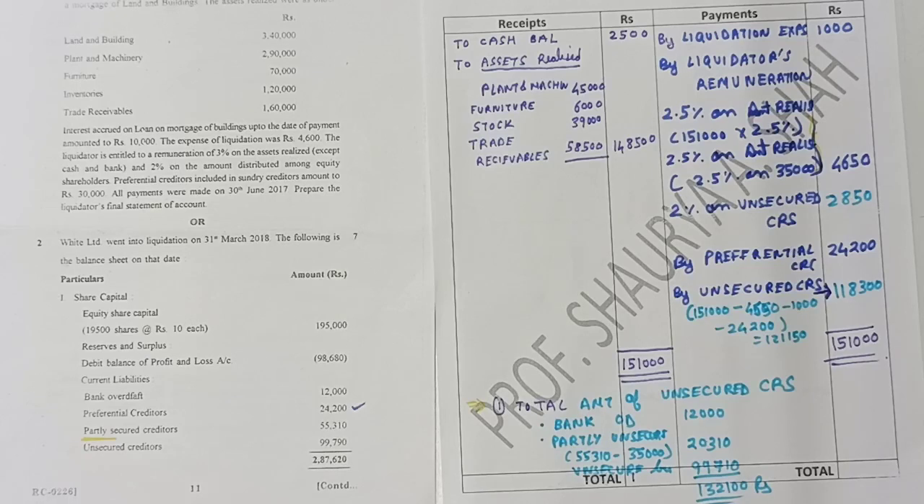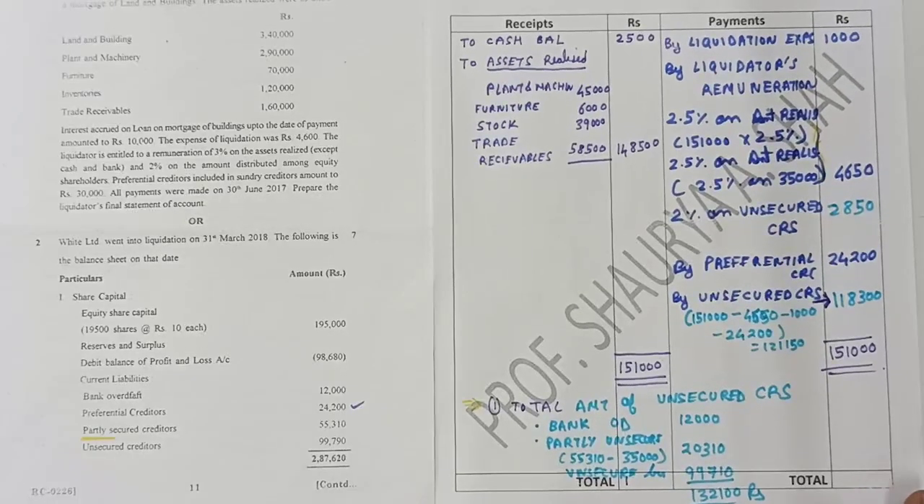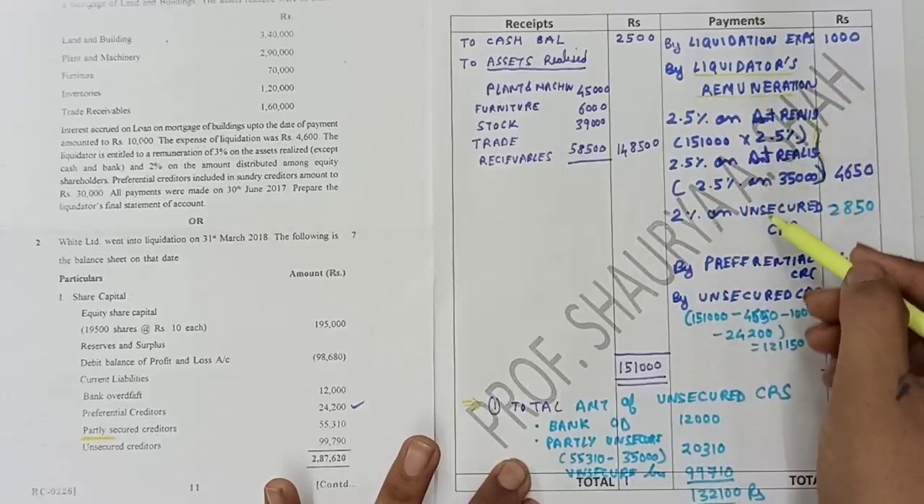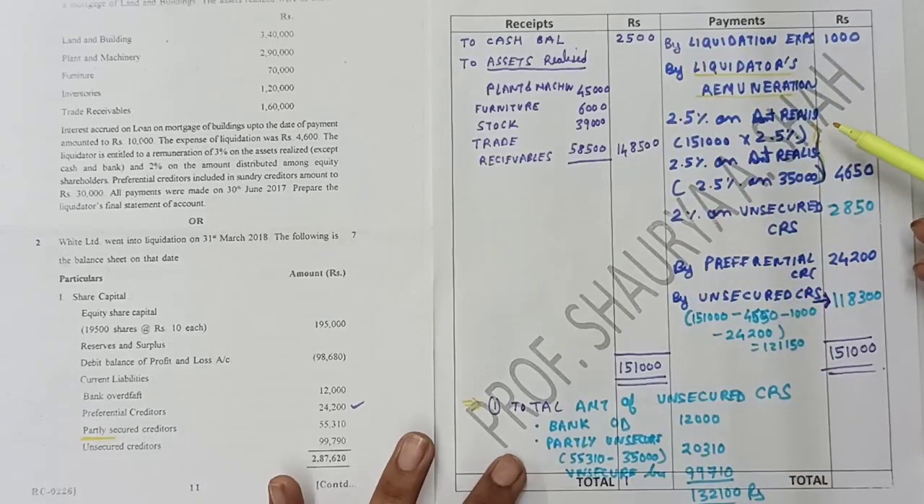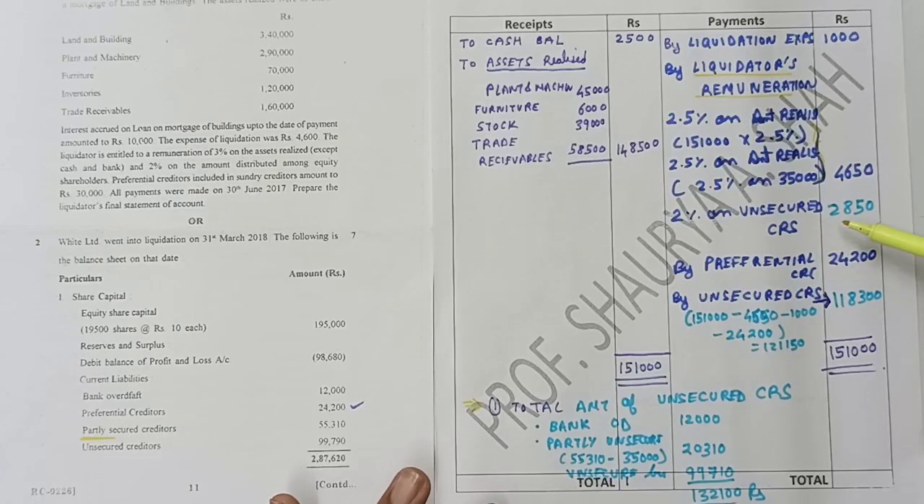Again, repeating the sum we have done: we first wrote the cash balance on the debit side, that is the receipt side. Then we wrote the assets realized. Why is leasehold property not written? Because leasehold property is paid against the secured creditors for a value of 35,000. Goodwill is not taken because no information is given, so goodwill becomes valueless. Again, on the payment side, liquidator's expenses are written, that is 1000. Liquidator's remuneration we have calculated in two parts, 2.5% on amount realized and 2% on unsecured creditors. Then we have paid the preferential creditors.